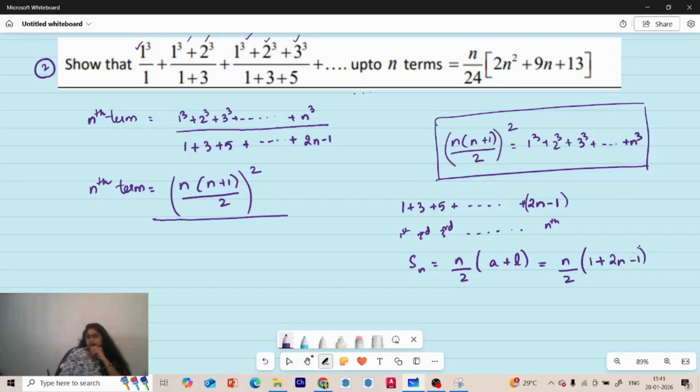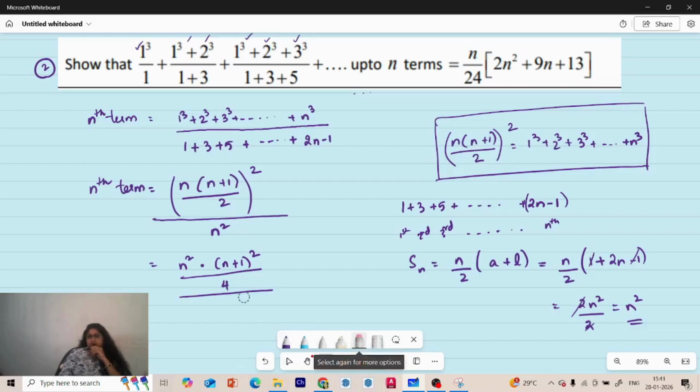2n minus 1. So 1 will get cancelled. We are left with 2n square by 2 అంటే 2 cancel అయిపోతే it's just n square. Okay, so ఇక్కడ divided by n square. So మనకి సింప్లిఫై చేస్తే nth టర్మ్ ఏంటి నాన్న? n square into n plus 1 whole square by 4 whole divided by n square. So obviously this can be written as 4 into n square కదా. 4 by n square అంటే మనం అది డినామినేటర్లో కలిపేసుకోవచ్చు దీన్ని. సో n square cancel అయిపోయి your nth term is just n plus 1 whole square by 4.